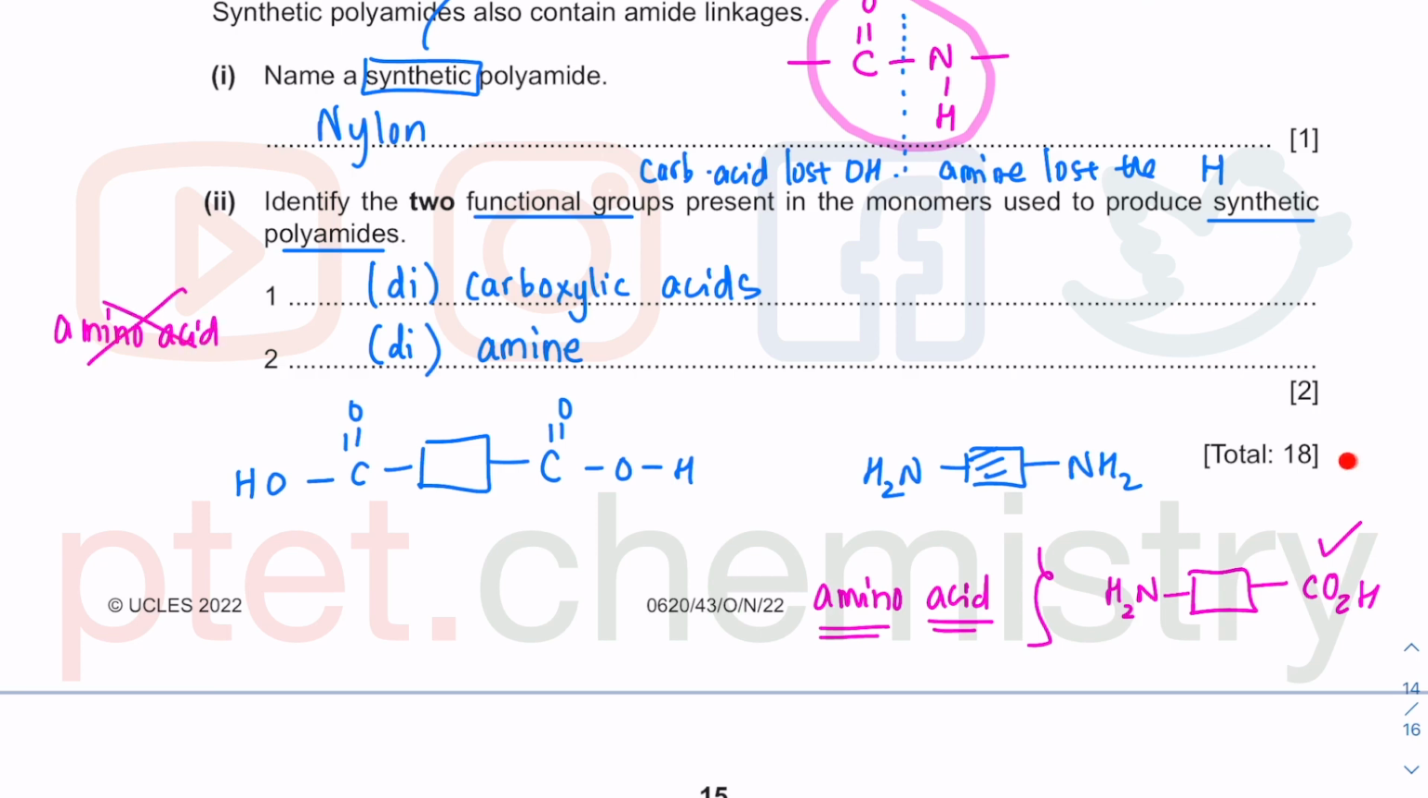That's it for this overall 18 marks question. And I believe that that's the end of this paper 43 for the November 2022 Cambridge International IGCSE Extended Chemistry paper.